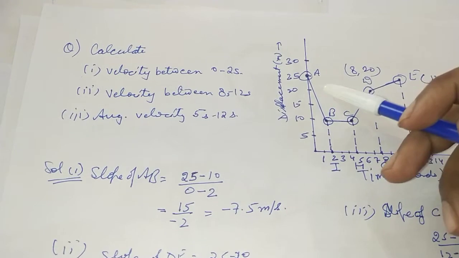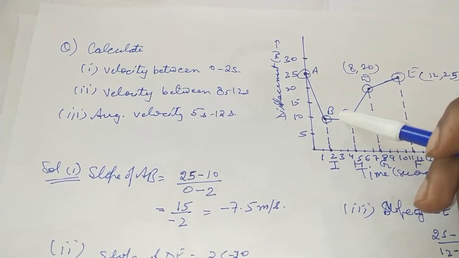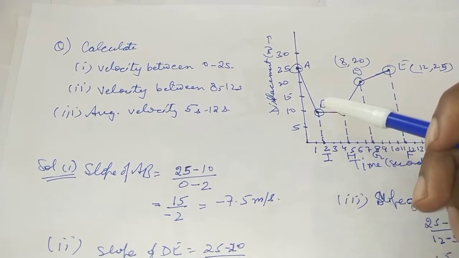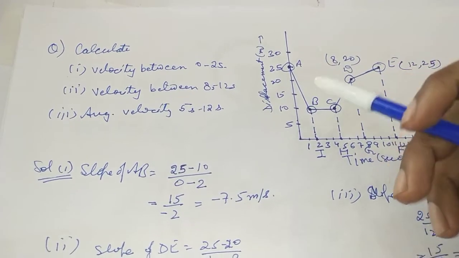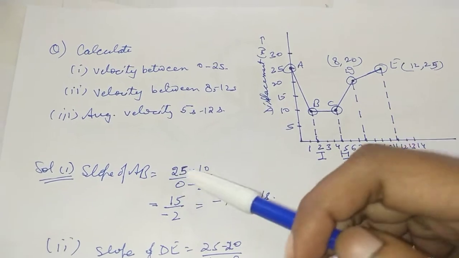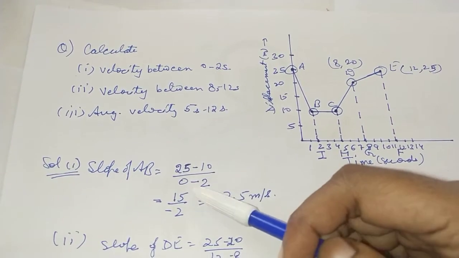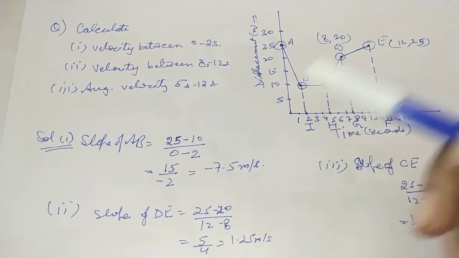So, let us see for the AB part. Now, to calculate the slope, we have a simple formula: y2 minus y1 upon x2 minus x1. So, B coordinate is (2, 10), A coordinate is (0, 25). On subtracting them, it will be 25 minus 10 upon 0 minus 2, y2 minus y1 upon x2 minus x1. So, that will give us 15 upon minus 2. So, that means the velocity is negative.